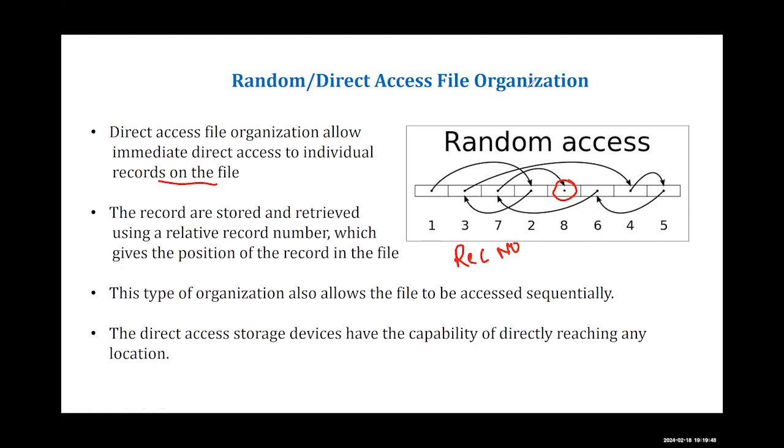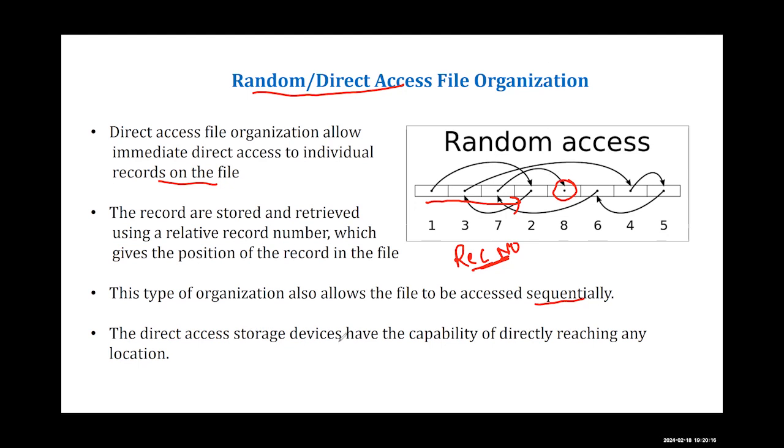So this type of organization also allows the file to be accessed sequentially. It is not necessary that it has to be random. If you require it, you can also go sequentially. In a sequential file, we were restricted to access it sequentially only. It is not allowed otherwise, but in a random or direct access file, we use the record number and we can do both. You can do direct as well as sequential.